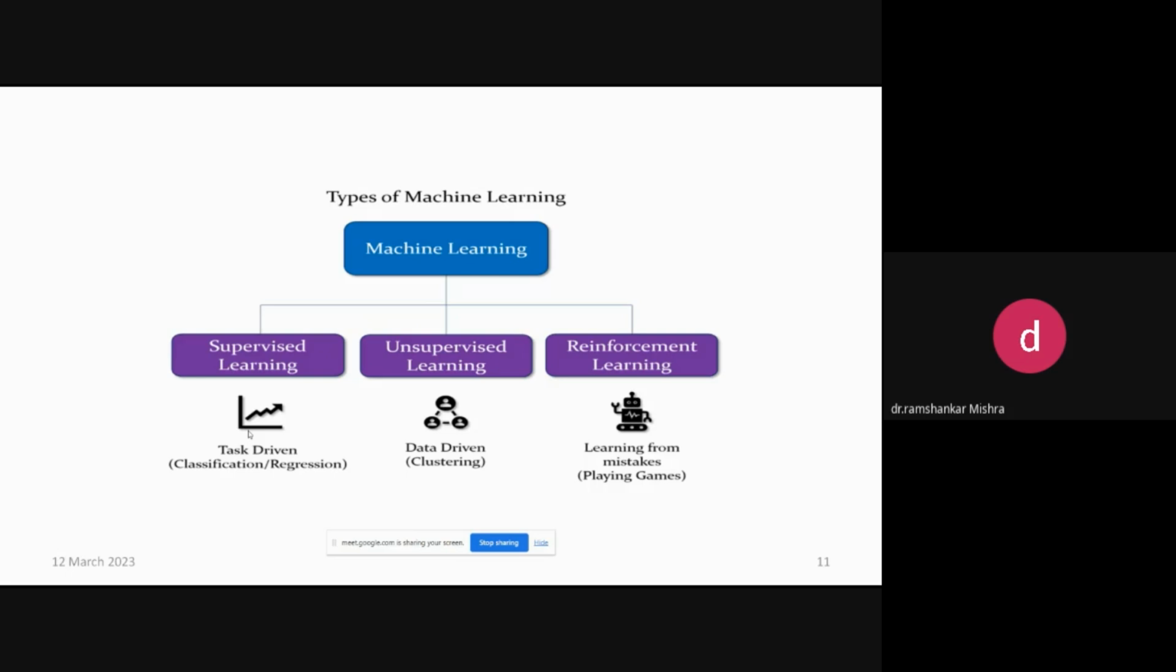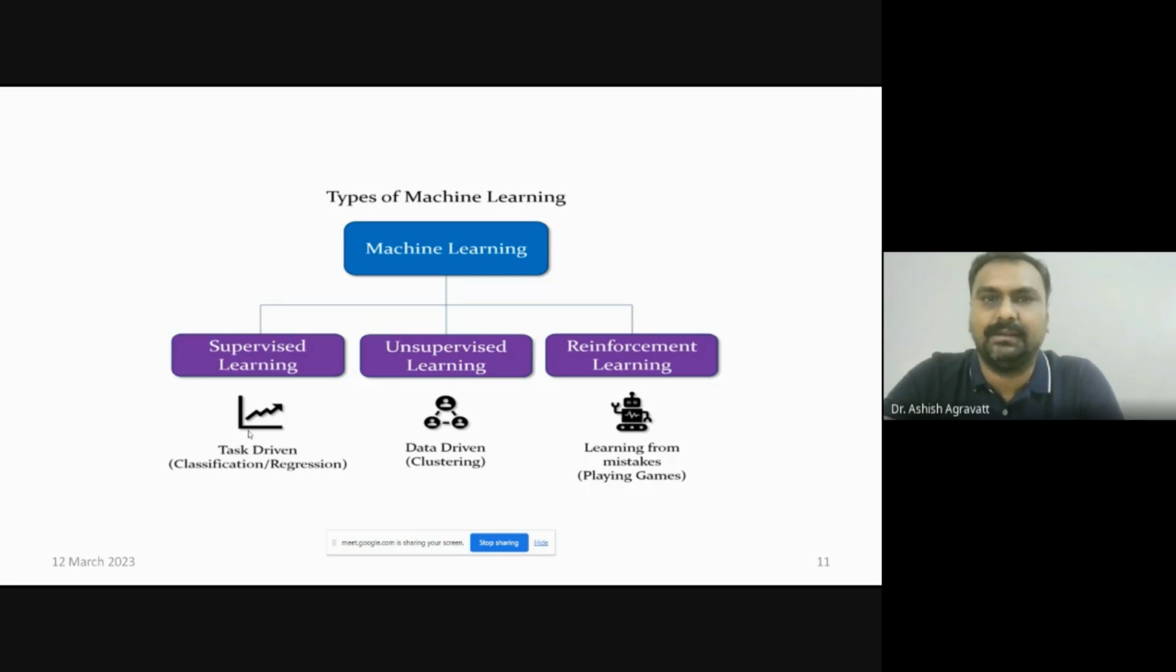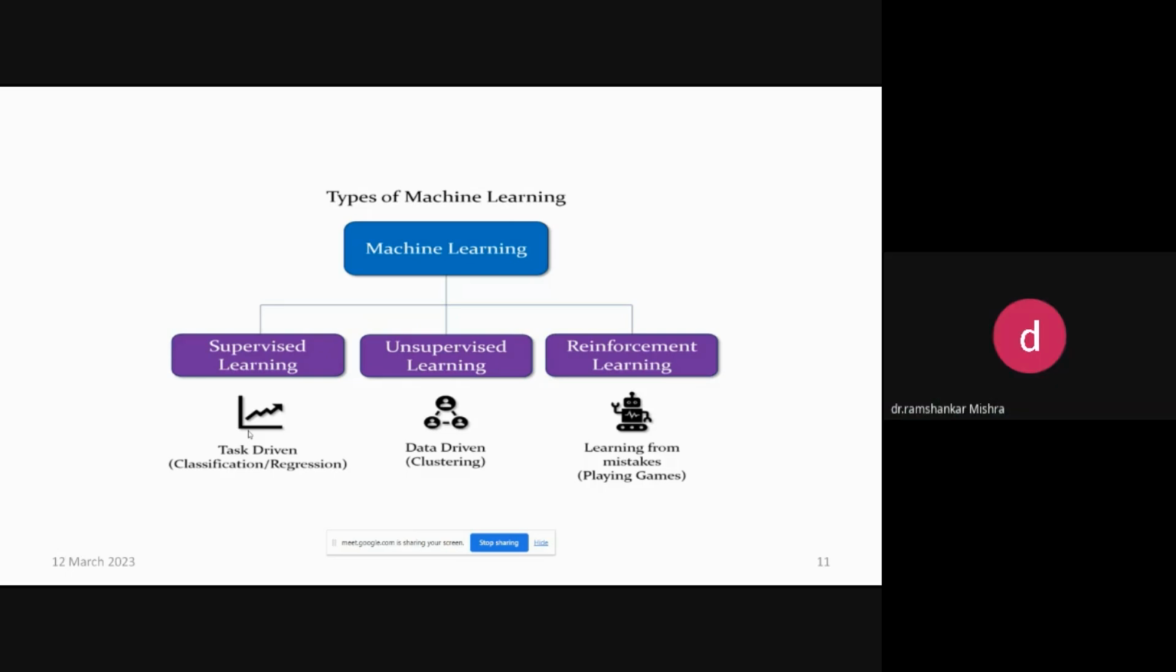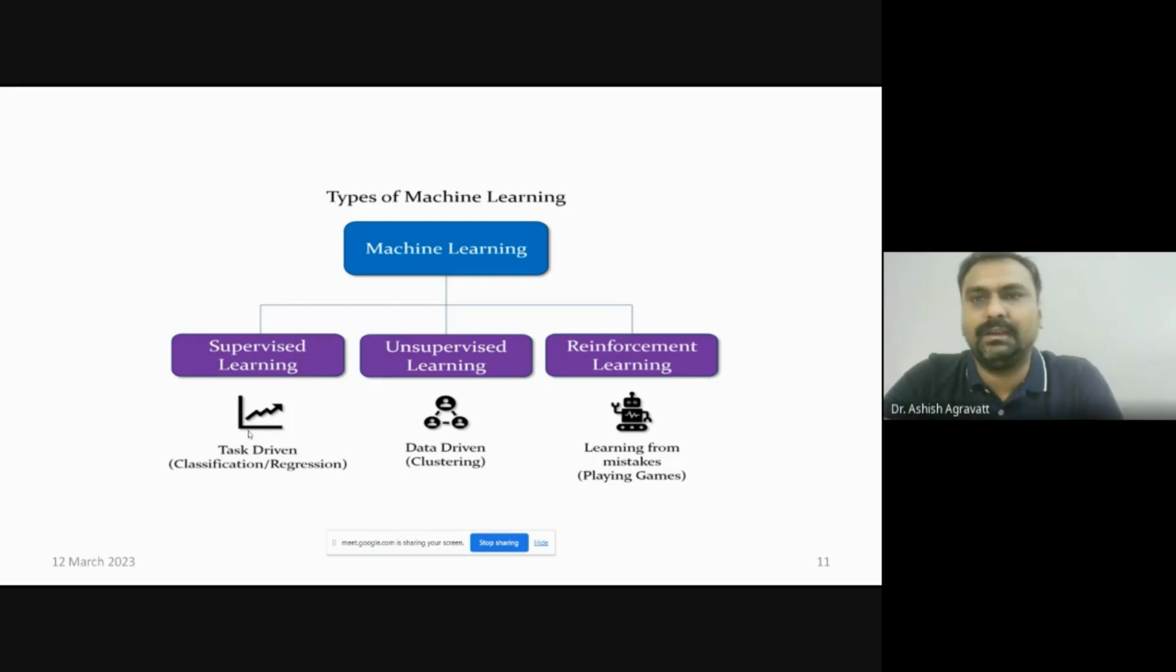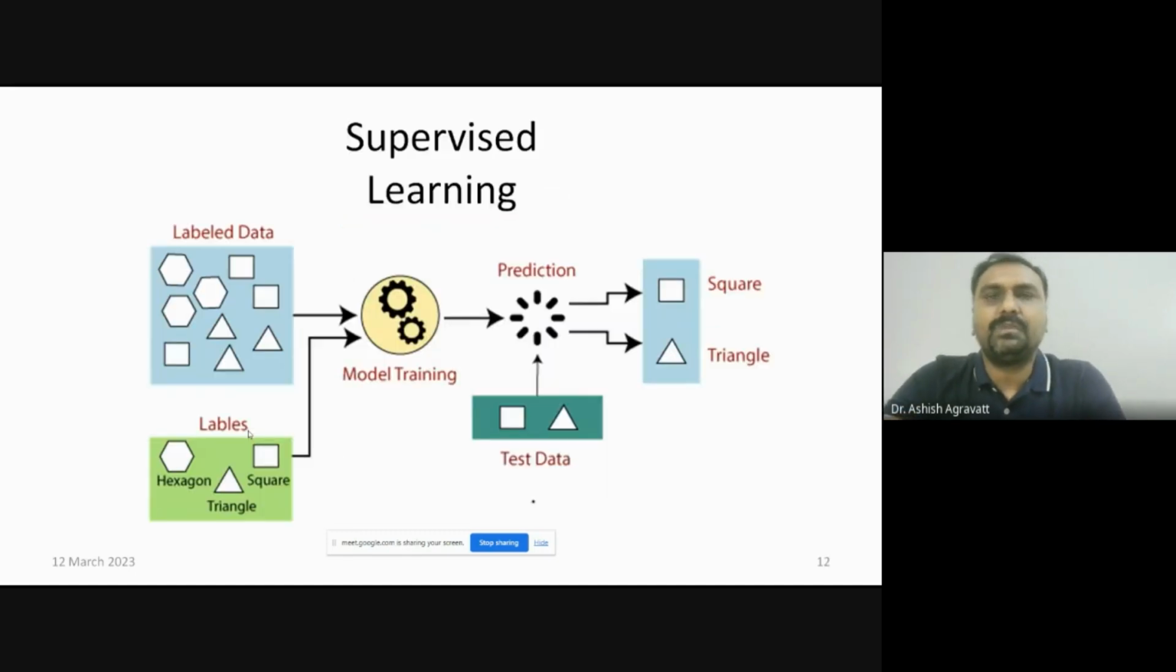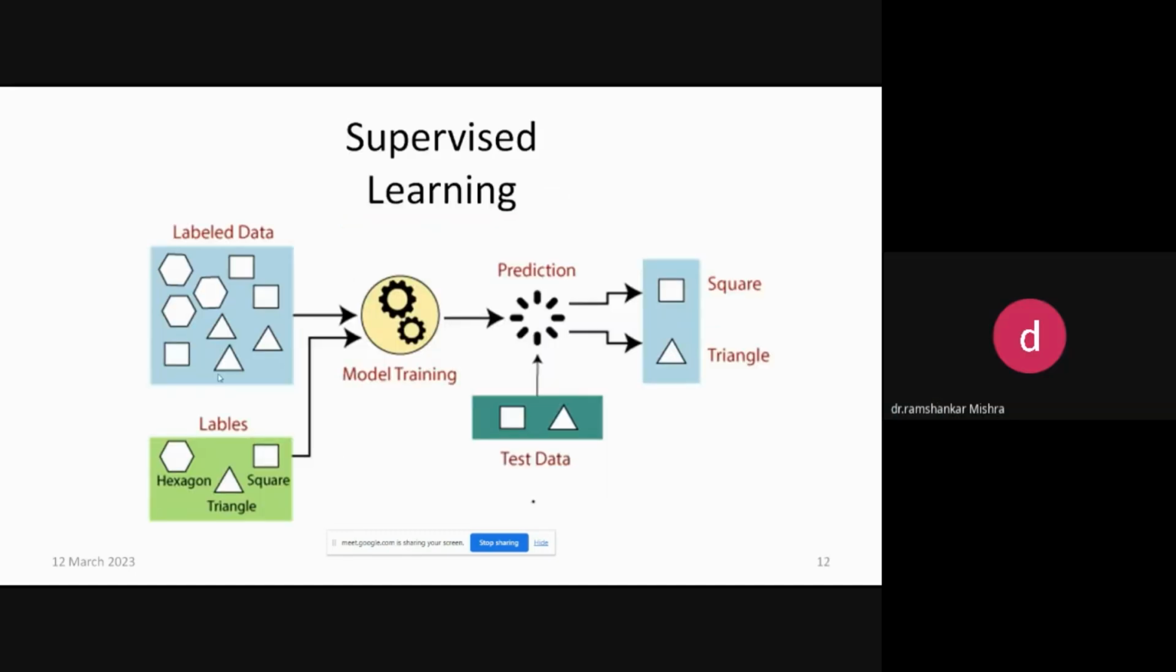So the main classification in unsupervised learning is clustering, while in case of supervised learning, it is either classification or regression. While in case of reinforcement learning, it is learning from the mistake. It is just like playing games, and mainly this learning is used in robotics and also in games. So the supervised learning here is supervised by humans.